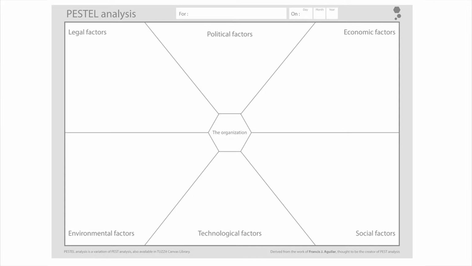So what we have here is a PESTEL analysis canvas. What it allows you to do within your team, and it's always important to think about this as a team, is to simply start to note down all the different factors which influence your business and how they can impact on your business, so you can factor that into your thought process going forwards.